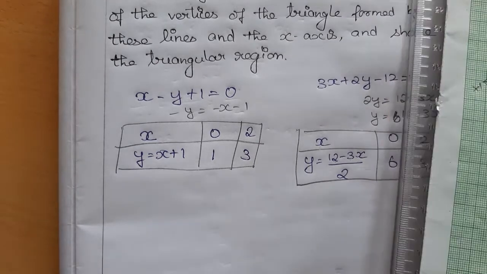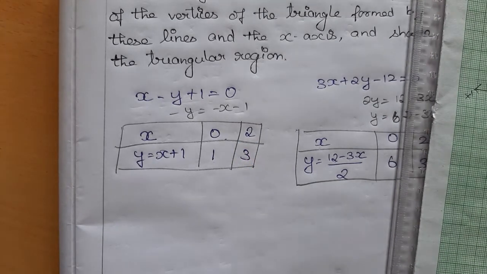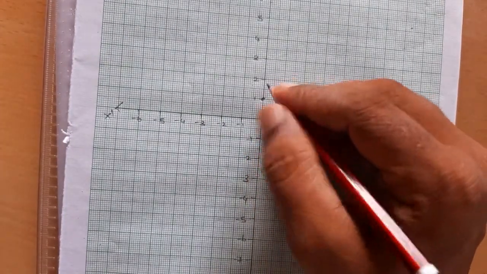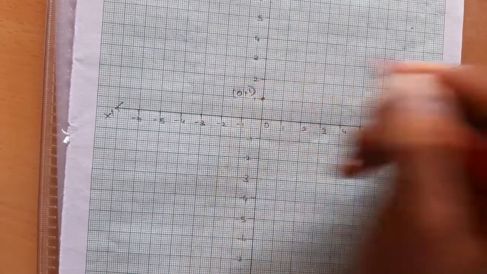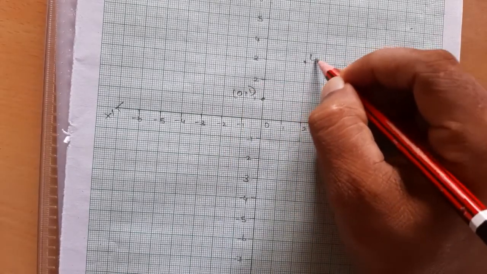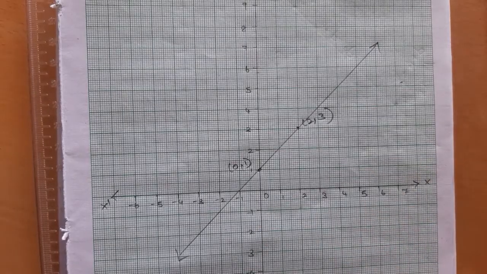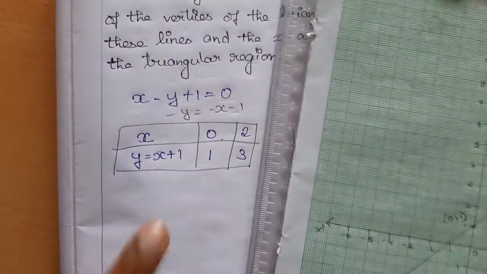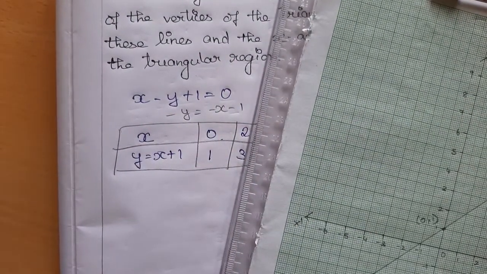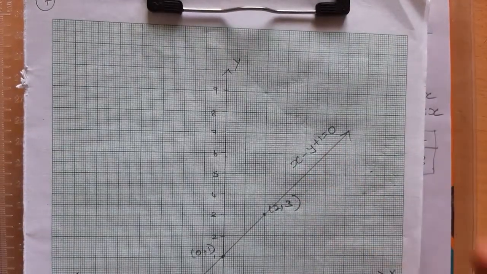So first equation has points 0 comma 1 and 2 comma 3. 0 comma 1 is here. 2 comma 3 is there. Now join these two points. So after joining the line, write the name of the equation: x minus y plus 1 equal to 0. So I have written x minus y plus 1 equal to 0.